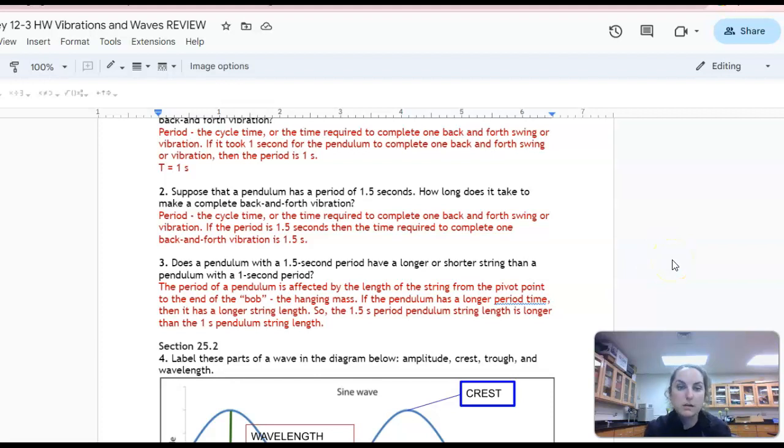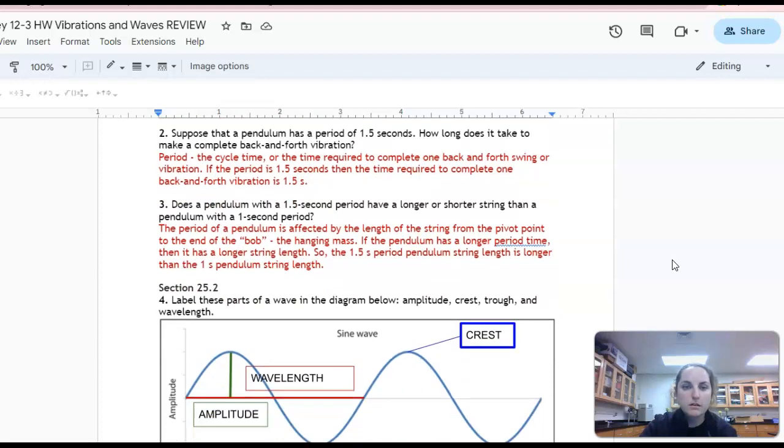Number two, suppose that a pendulum has a period of 1.5 seconds. How long does it take to make the complete back and forth vibration? Well, the period is 1.5 seconds, so the amount of time needed to complete that back and forth vibration is 1.5 seconds. Number three, does a pendulum with a 1.5 second period have a longer or shorter string than the pendulum with a 1 second period? Well, because the period is longer for the 1.5 seconds than 1 second, the pendulum with the 1.5 second period has a longer string length.